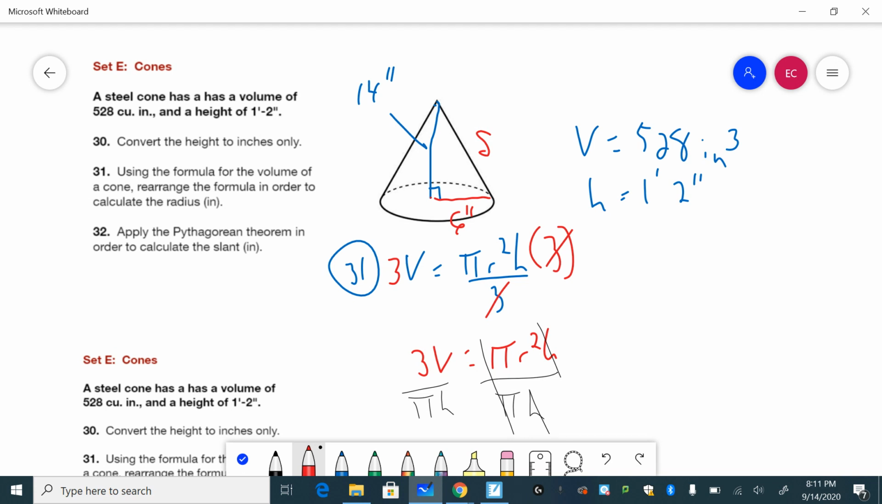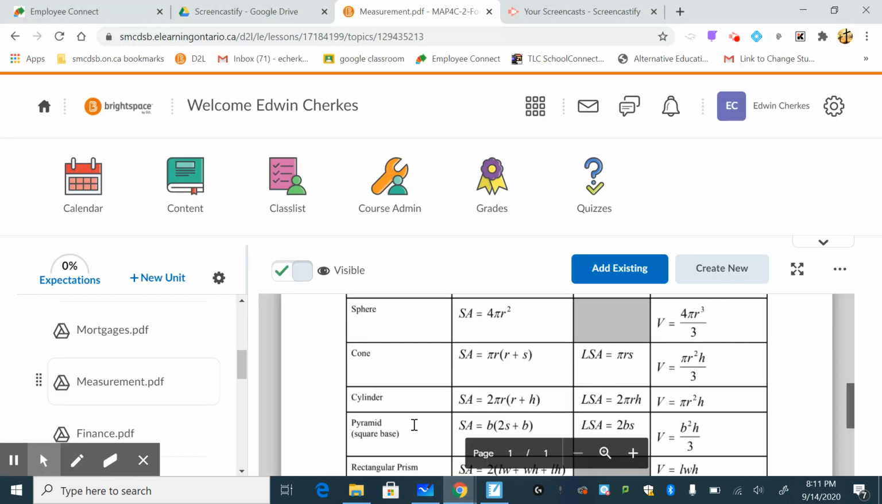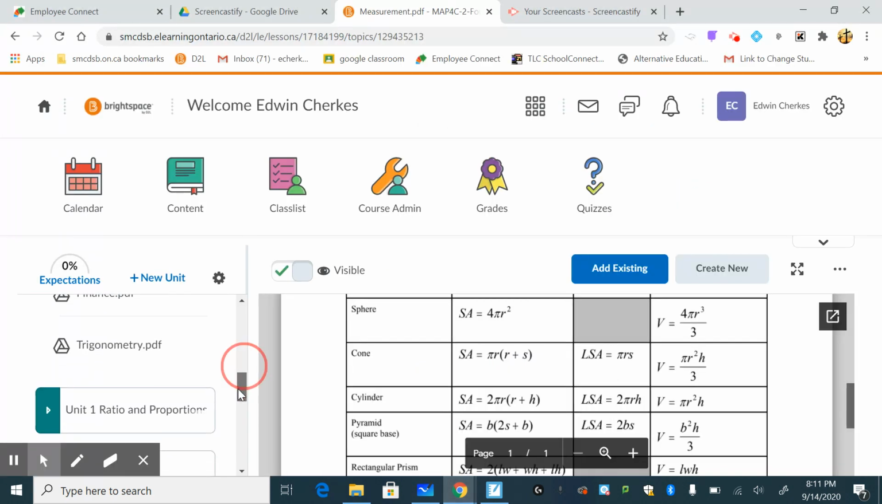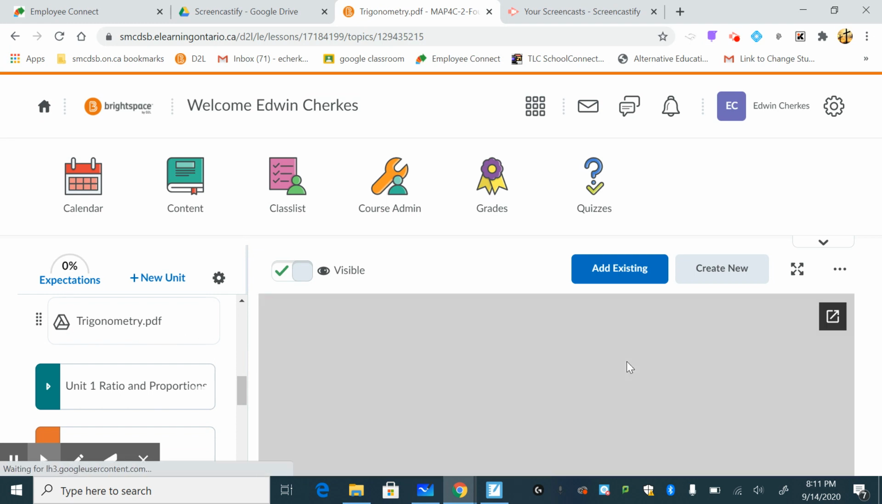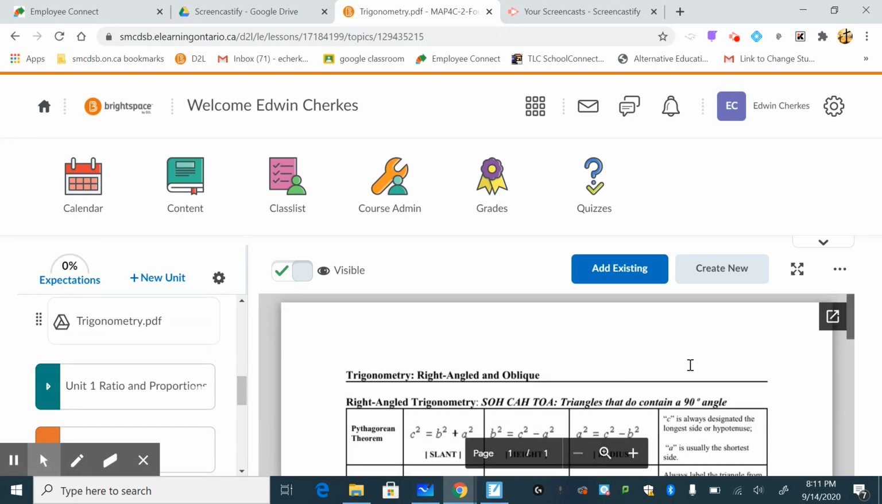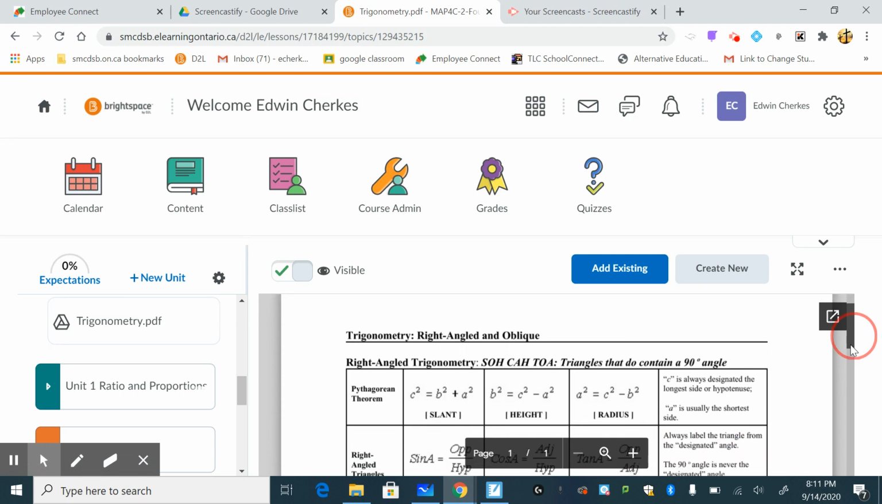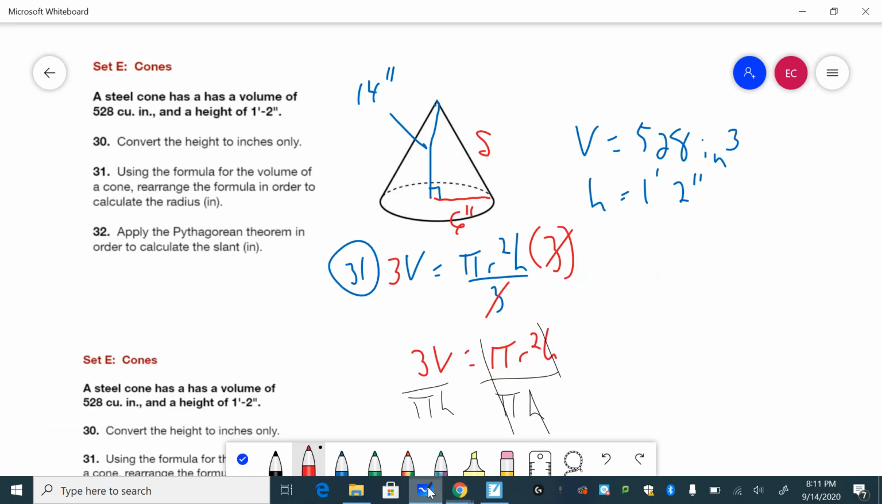So we can go back to our formula package, but now you got to go into trigonometry to find Pythagorean theorem. So if we go to trigonometry, you have Pythagorean theorem, and there's your slant length right here. So c squared equals b squared plus a squared, and the c is the slant length in this case. So whether I say s or c, they're the same thing. So s or c doesn't matter.